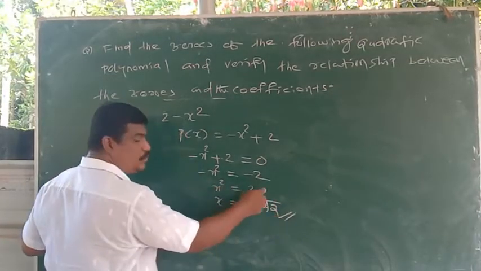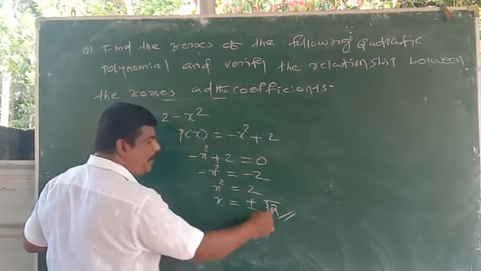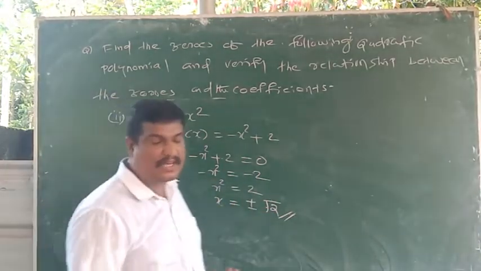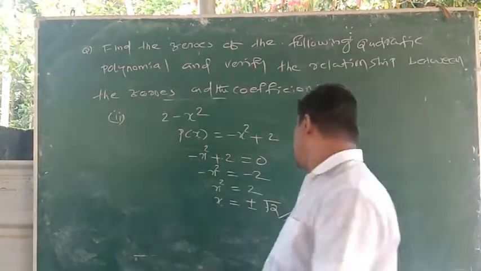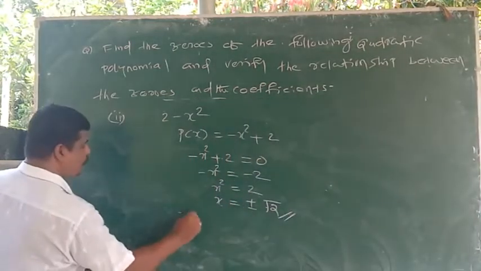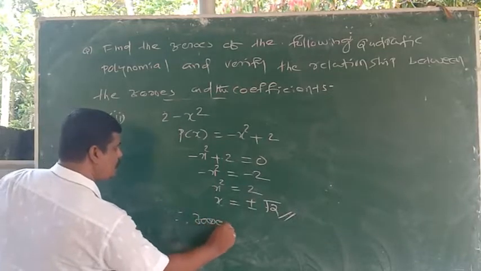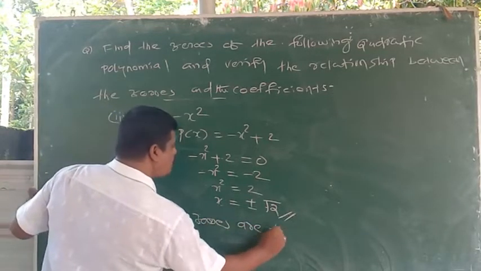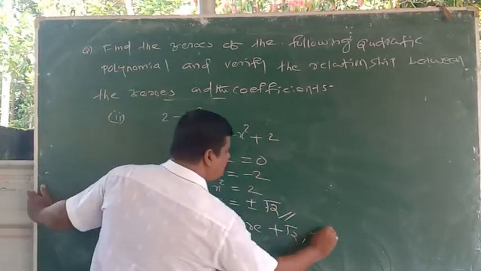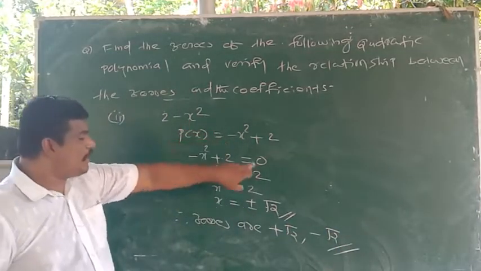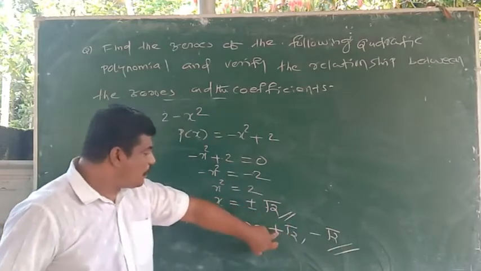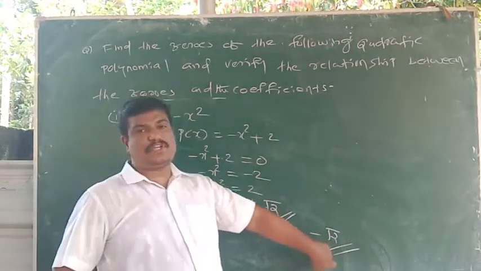So x square is 2. Then x is equal to plus or minus root 2. Therefore the zeros are plus root 2 and minus root 2. It is a quadratic polynomial, so there will be a maximum of 2 zeros. One zero is plus root 2 and the other zero is minus root 2.